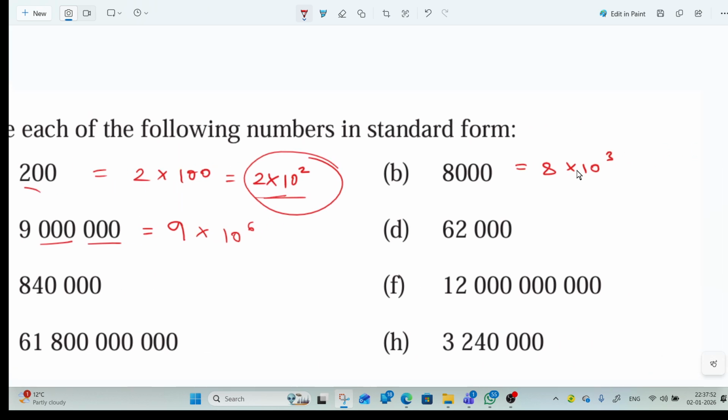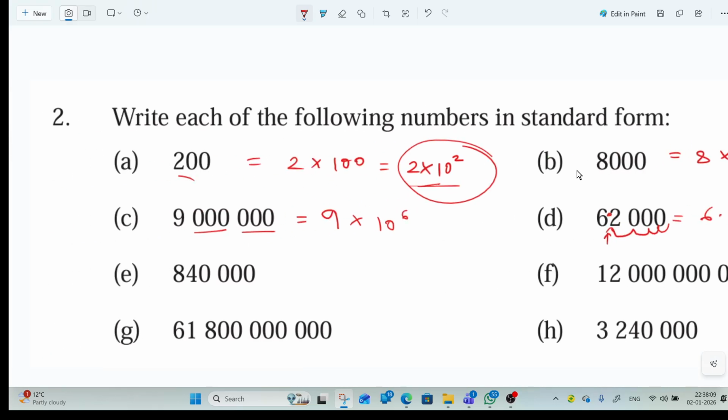If you see this, you need to put the decimal here because there are two non-zero numbers. So 1, 2, 3, 4. After 4 digits, you are putting the decimal. So you write 6.2 times 10 to the power 4. In this one again, you put the decimal here.